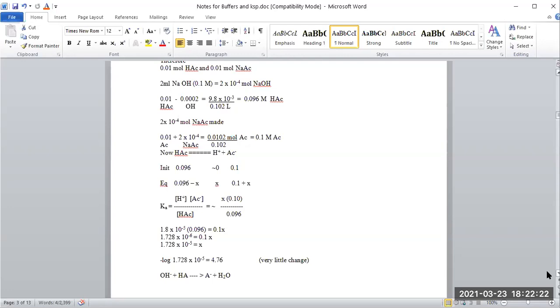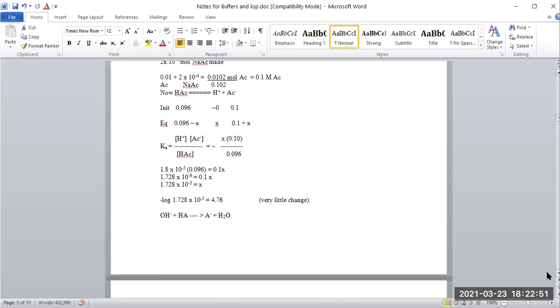Sometimes you will not see a very big change, but it should match in direction with what you are adding. If you added acid, things like hydrochloric acid, your pH should go down a little bit. If you add a base, your pH should go up a little bit.